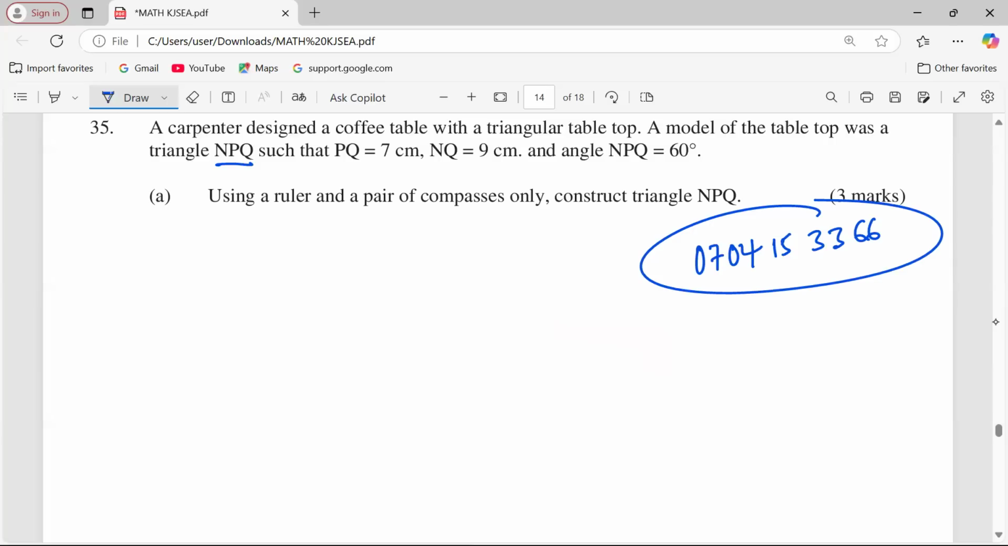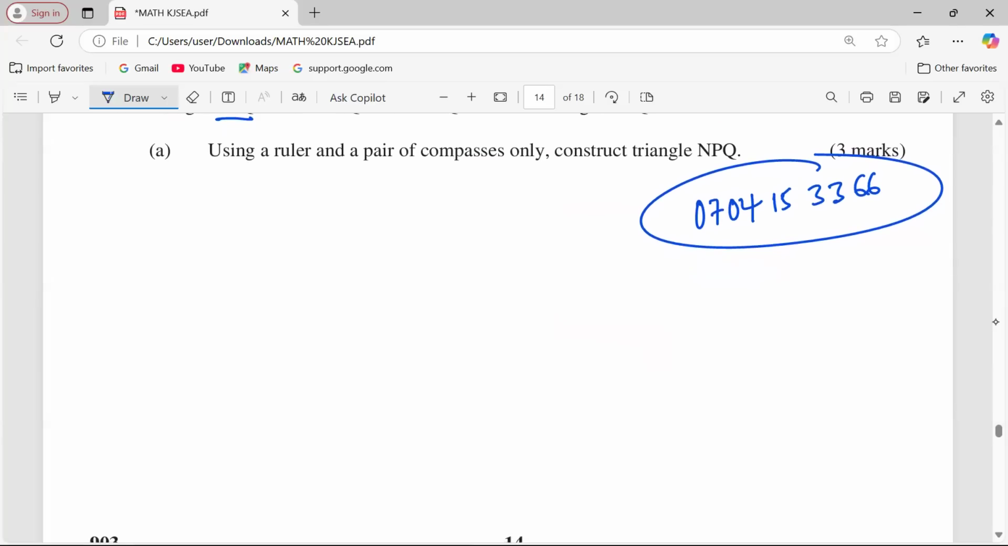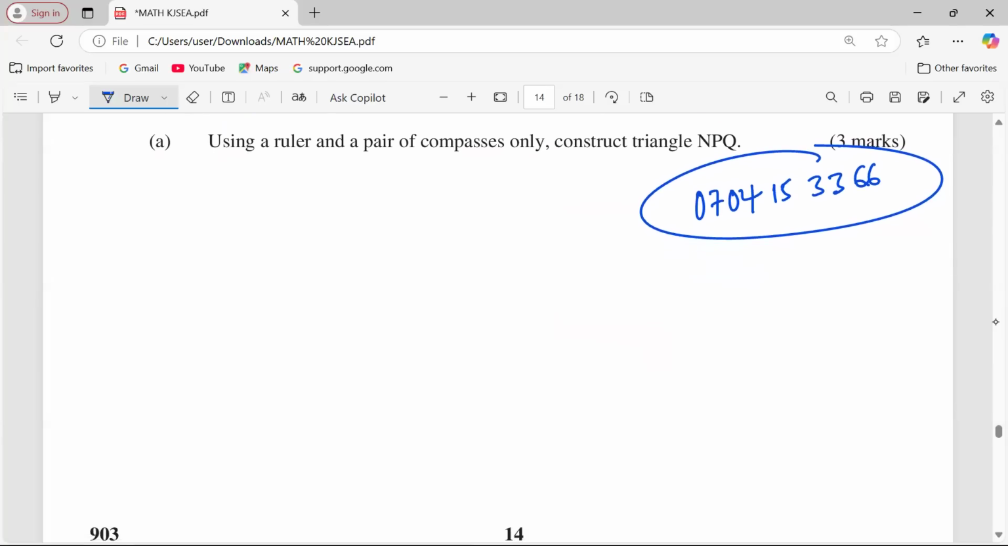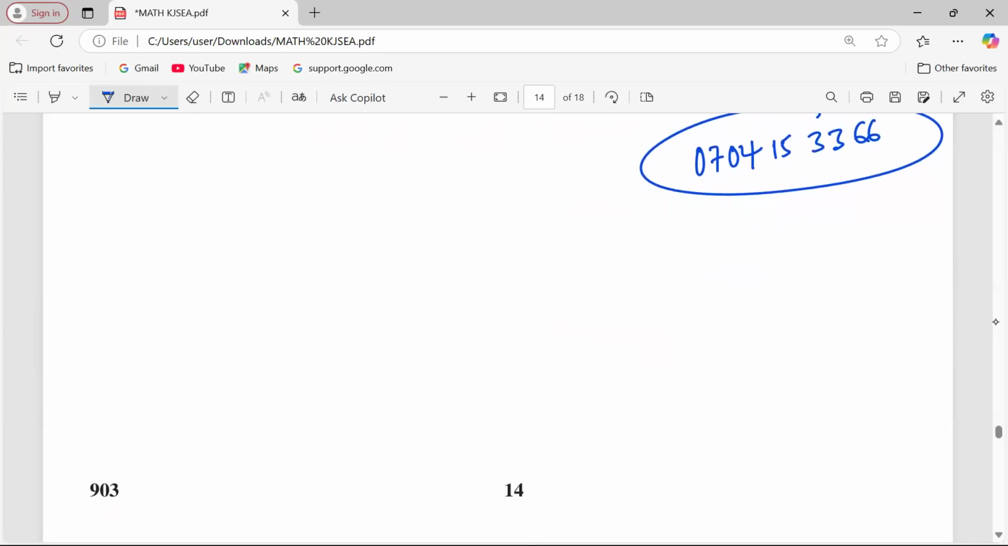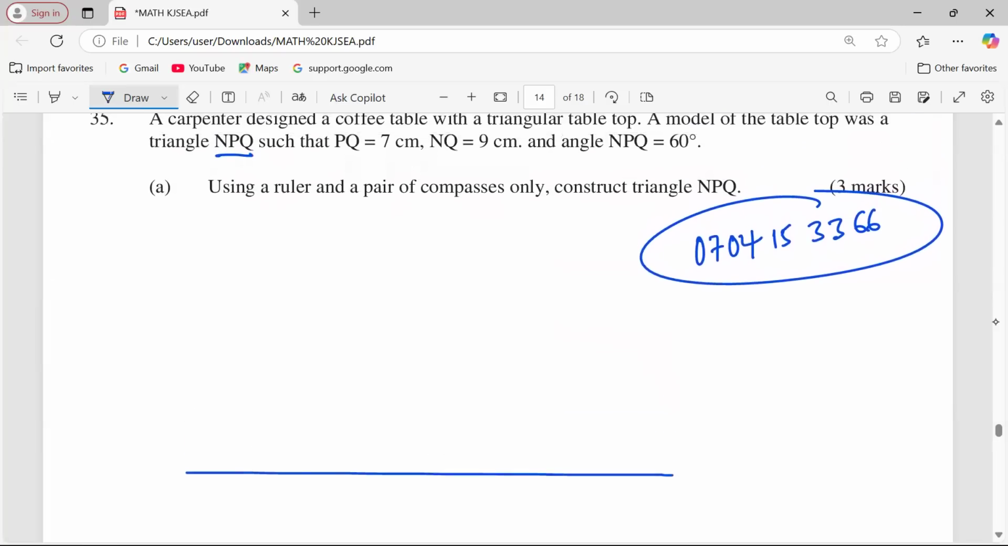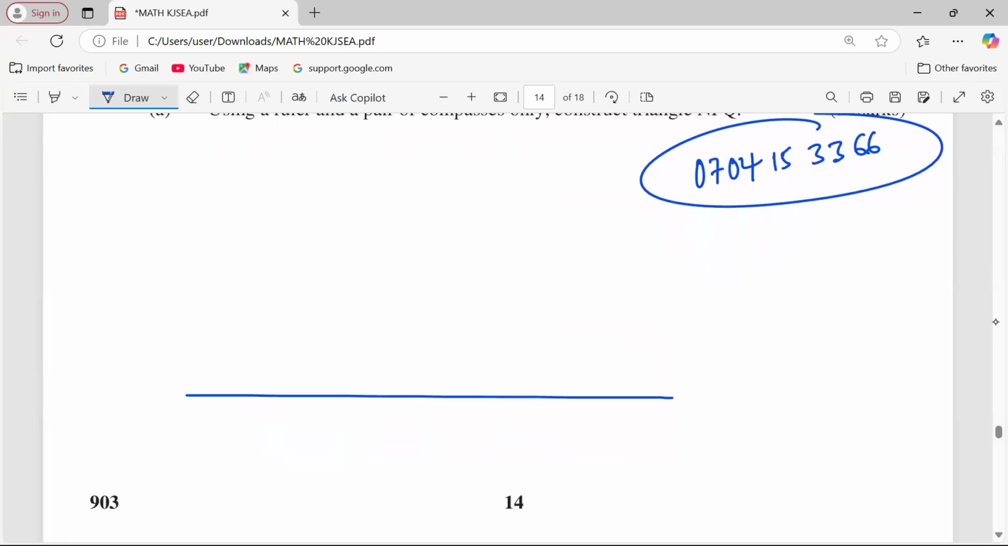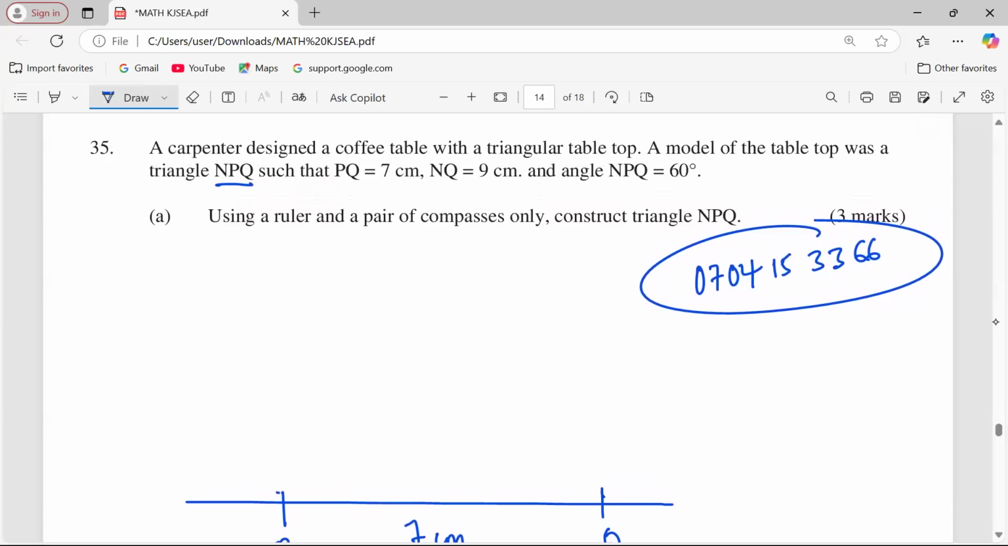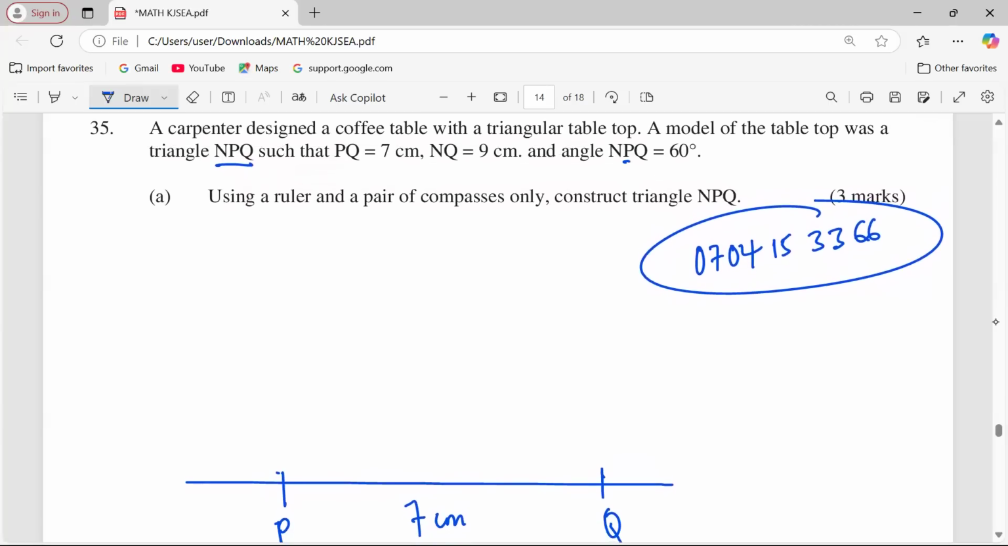So for us to construct triangle NPQ without involving a protractor, we have to proceed this way. We draw the first line. I'm just going to guide. In this case, PQ equals 7, so we need to construct 7. From P up to Q, we only measure 7 centimeters. Then the angle at P, because NPQ means the angle at P, is 60 degrees. So we construct 60 degrees.